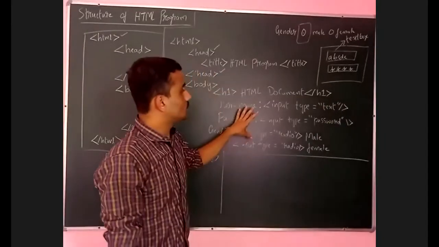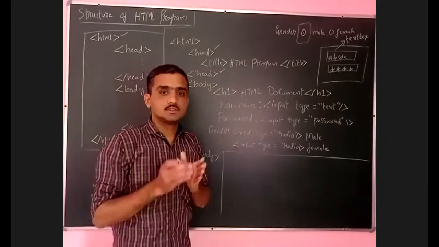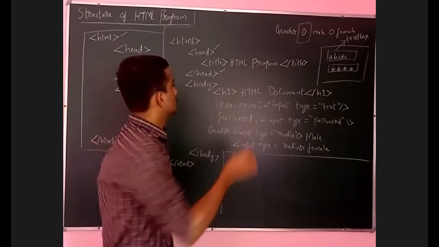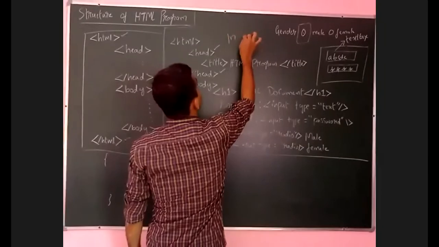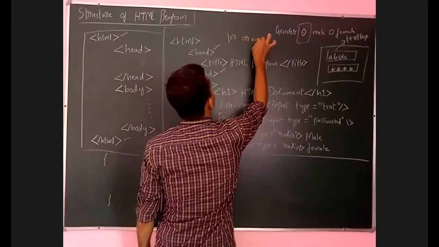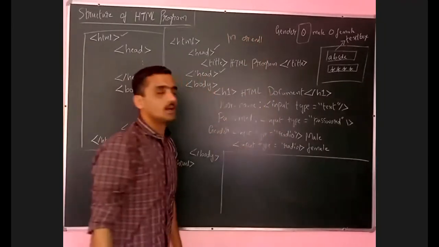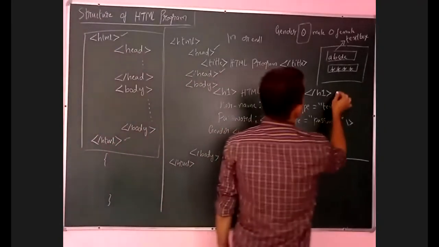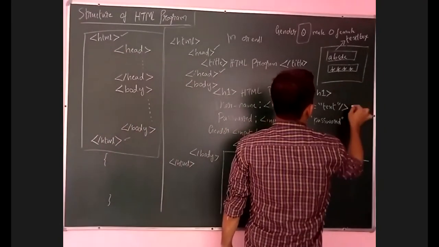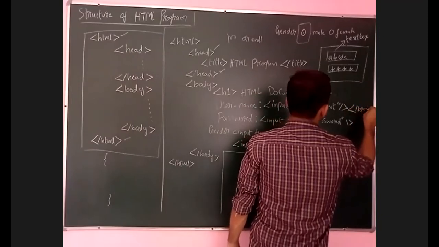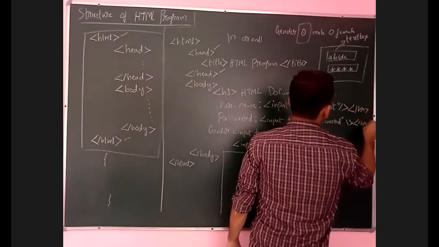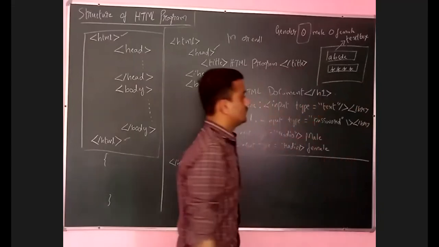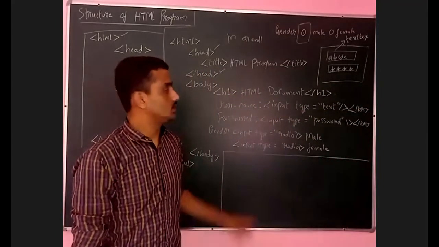If I want to display these things on separate lines, just like in C++ we use \n or endl, here also we have a statement called br. See, for example, here br. In this way we can use it.